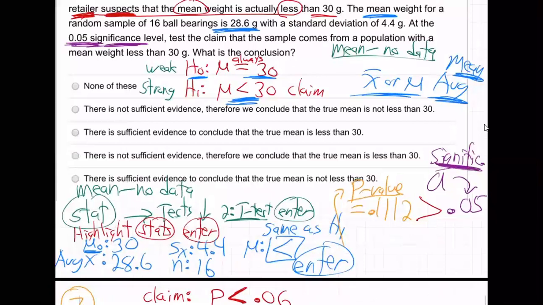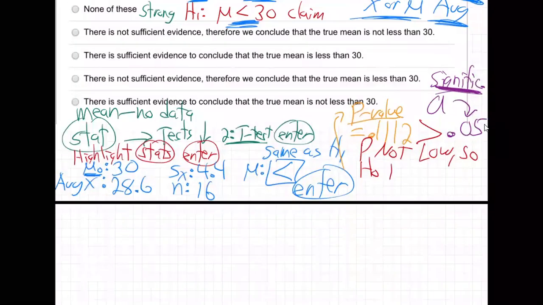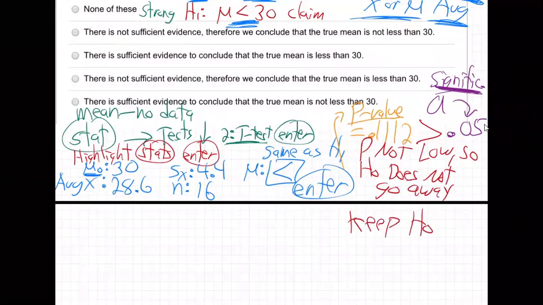Let's go back up here. Okay, so we're going to say exactly what it just said. P is not low. So H0 does not go away. Keep H0. Does that make sense? The P is not low. It's greater. It's big. P is not low, so H0 does not go. If the P is low, the null goes. If the P is not low, the null does not go away. Instead, we keep the null.